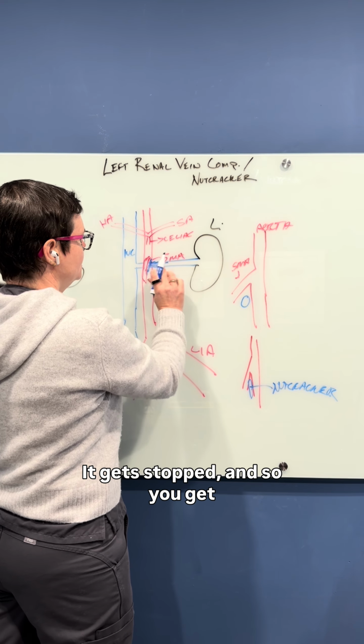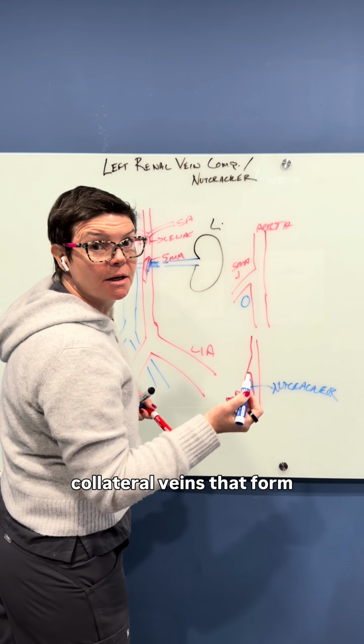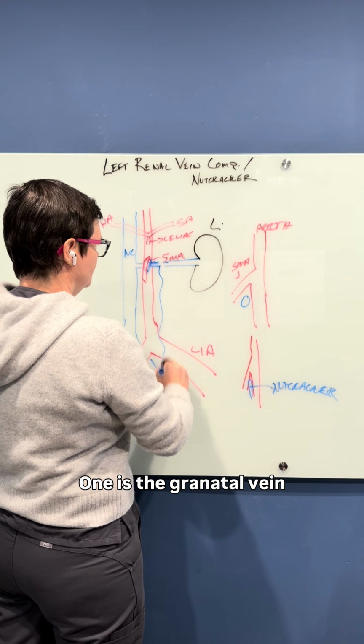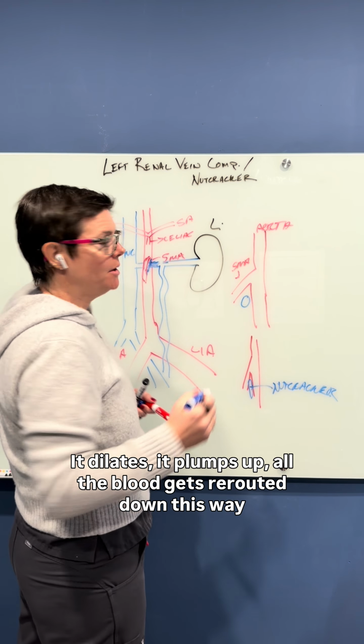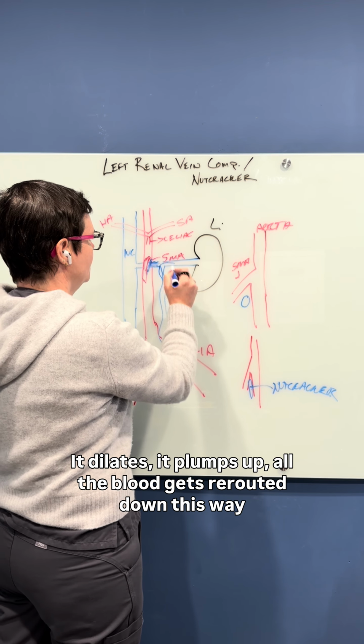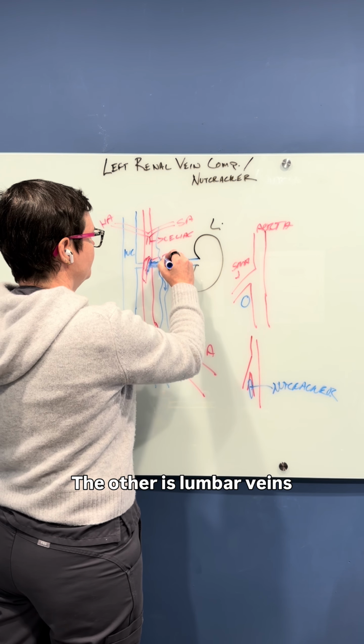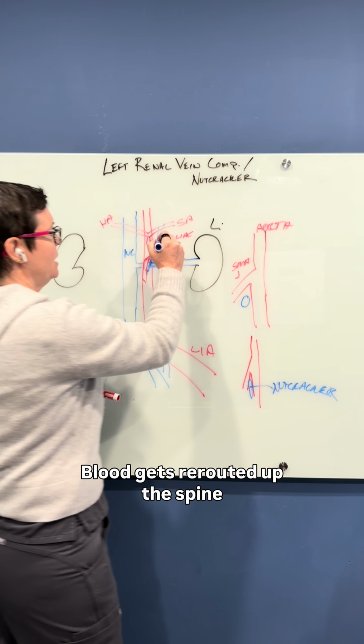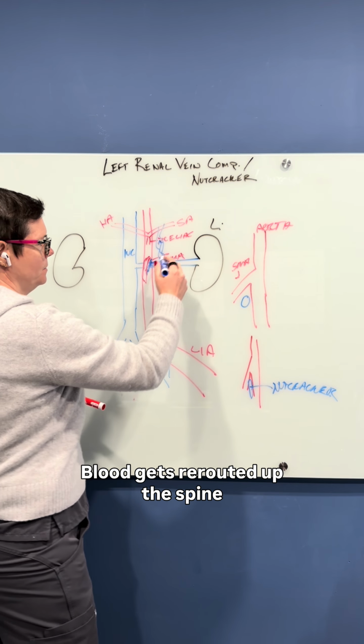When that happens, the blood flow can't get back to the IVC. It gets stopped, and so you get collateral veins that form. One is the gonadal vein. It dilates, it plumps up, all the blood gets rerouted down this way. The other is lumbar veins. Blood gets rerouted up the spine, okay?